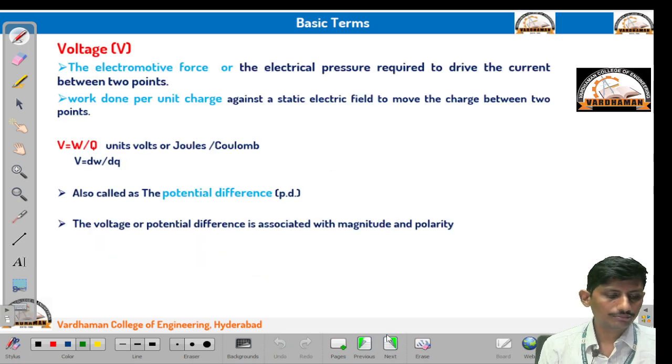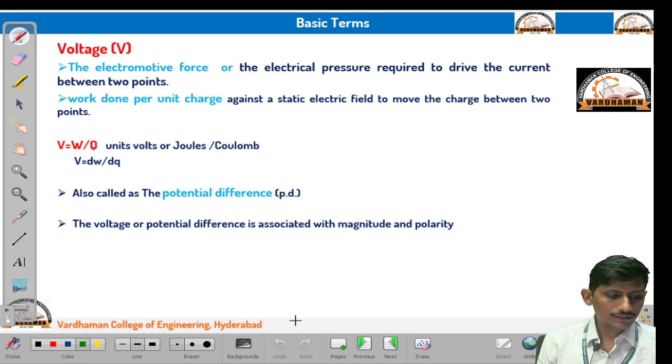The next term is voltage. Voltage is nothing but electromotive force that drives the current to flow in a closed circuit path. However, there is no necessity for a closed path for voltage to exist. Generally, current is said to flow through an element, whereas voltage is said to be existing across 2 points in a circuit.